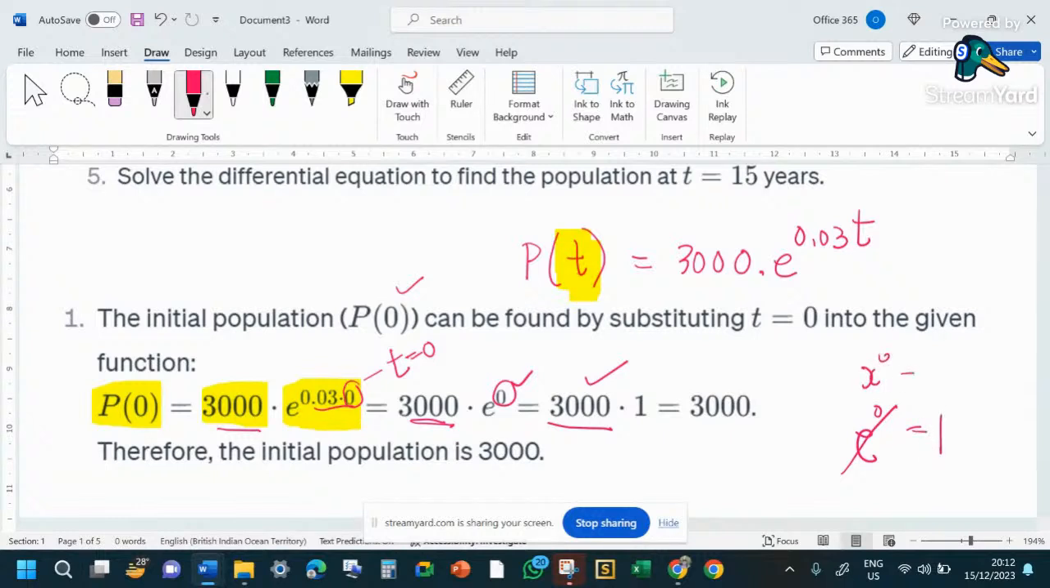x to the 0 is equal to 1. 1 to the 0 is equal to 1. So any variable or any number when it is raised to 0 is always equal to 1. So e to the 0 will be 1. And 3000 times 1 is 3000. Therefore, the initial population of this is 3000.